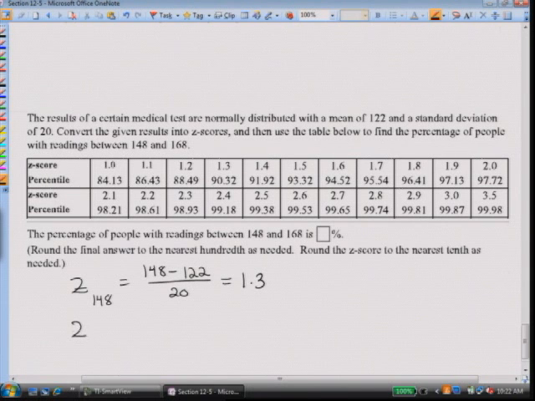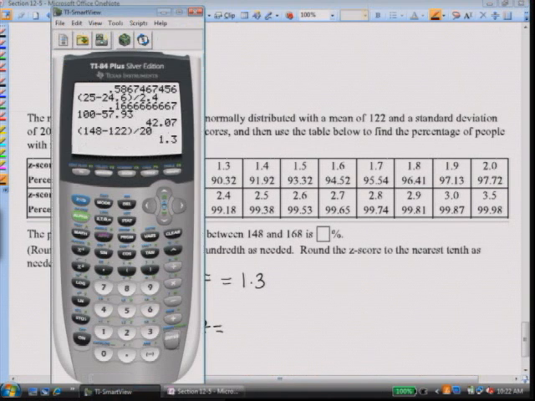Now the z-score for 168 minus 122 divided by 20. If you've got your thinking cap on, you're one standard deviation beyond 148. So you might expect this number to be 2.3, but you can check and see, because you're 20 more, which is one standard deviation. And it is 2.3.